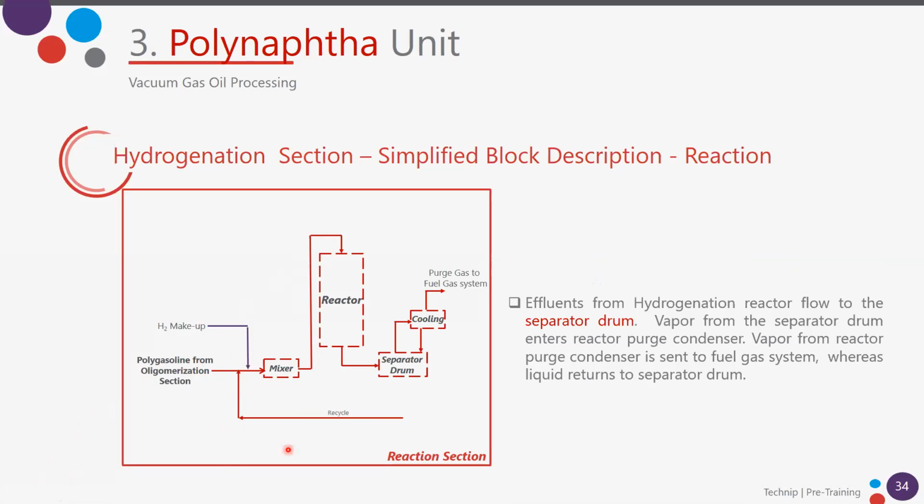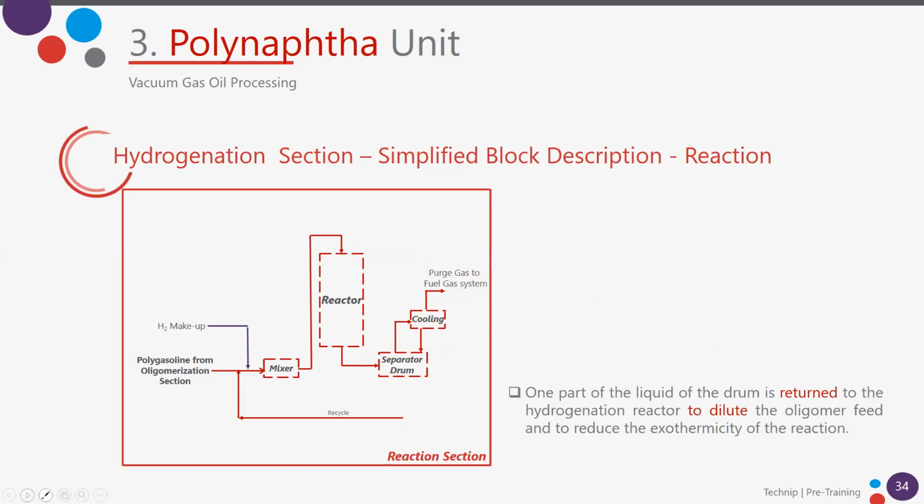The effluent, the outlet of the reactor, flows to the separator drum. Vapor from the separator drum enters these condensers. Vapor from this condensing system will be sent to the fuel gas system. Remember that in the refinery we have a fuel gas network, so this will be sent to the fuel gas system. And the liquid that is condensed in this system will be returned to the separator drum.